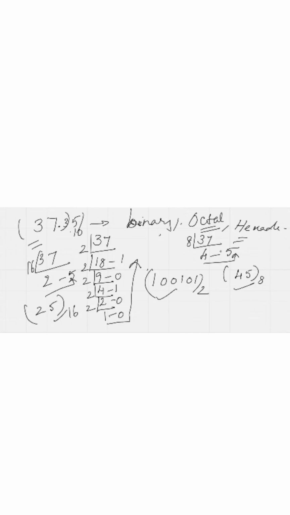0.35, I am taking. This is a decimal number. So how to convert, we shall see now. You know that the corresponding 37 has the binary value of 100101. So I'm going to erase now.